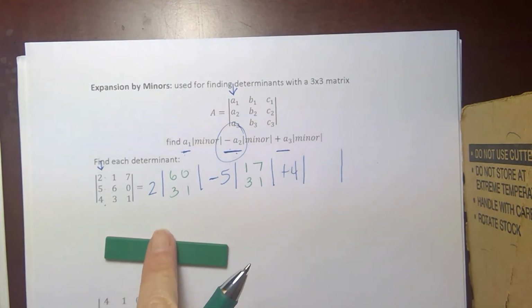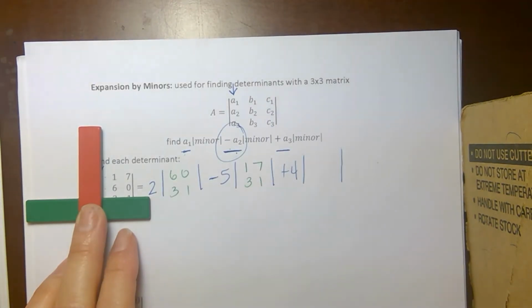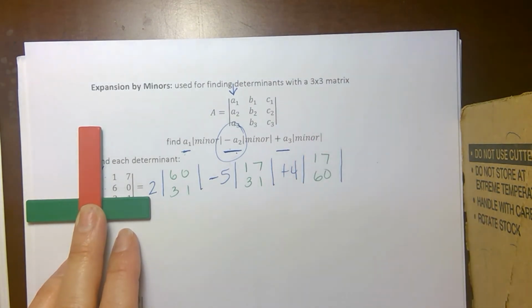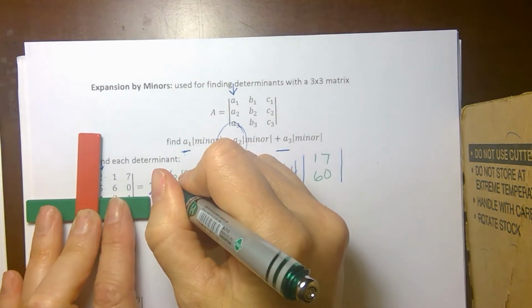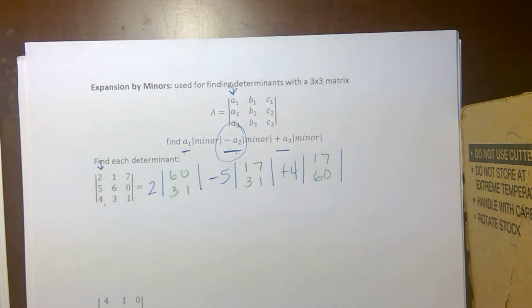Okay, now I'm to 4. So I cover up the row the 4 is in as well as the column the 4 is in. And I'm left with 1760. So whichever of my elements I'm using, I cover up its row and column. It's always going to be this first column. So I'm just figuring out, am I covering up row 1, row 2, or row 3? Okay, let's find these determinants.